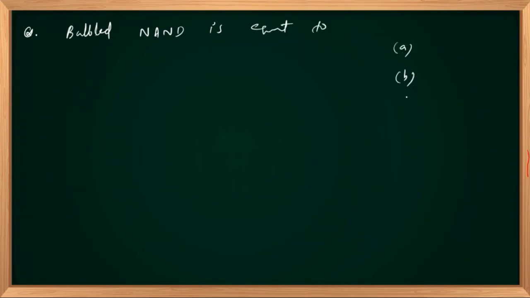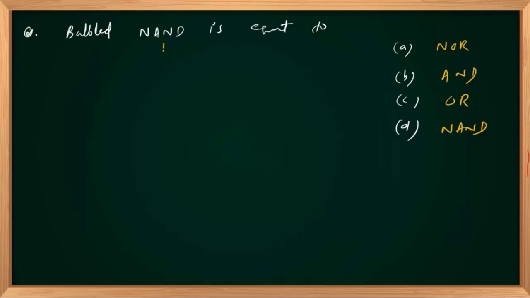Next slide, we'll have some questions. Question 1: bubbled NAND gate is equivalent to which of 4 options: bubbled NAND, NOR, AND, or NAND?